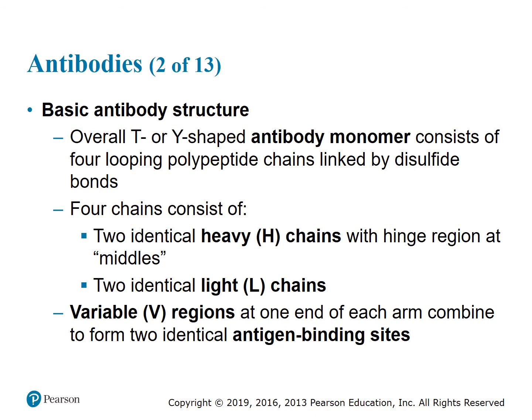So, basic antibody structure. Overall, they have a T or Y shape. It's an antibody monomer, which consists of 4 looping polypeptide chains linked by disulfide bonds. The 4 chains consist of 2 identical heavy chains with a hinge region at the middle, and 2 identical light chains. The variable V regions on one end of each arm combine to form 2 identical antigen binding sites.